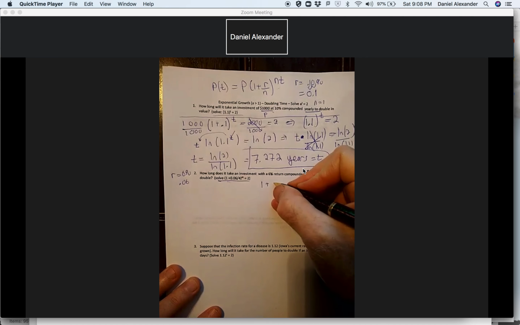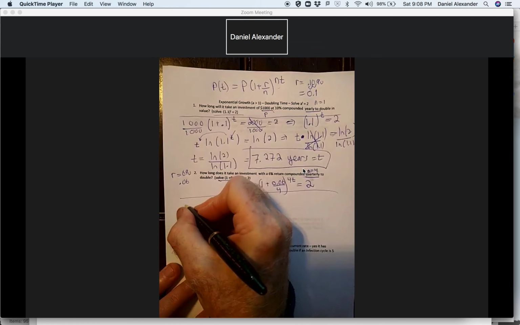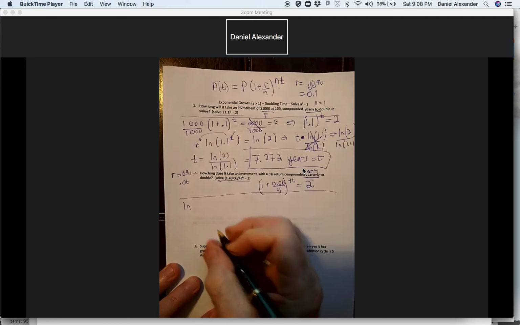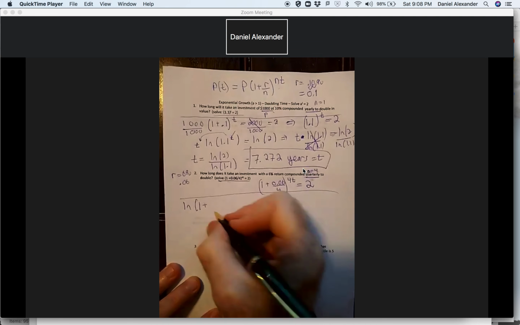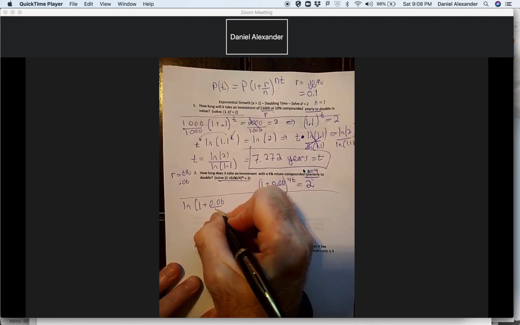So I'm going to take logs of both sides again and bring the 4t down. So I'll start with that over here, making sure we can see it. Natural log of 1 plus 0.06 divided by 4, to the 4t, is equaling 2. Okay. Now the 4t comes down.